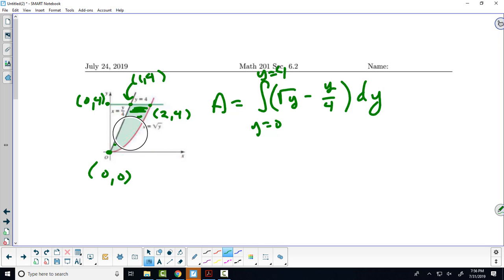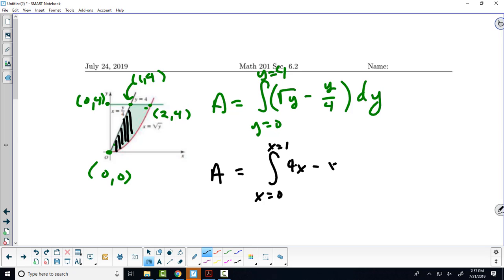I don't think it'd be terribly hard. You could integrate this with respect to x, but look at the rectangles. For a while you would do black minus red. So we would say the area is the integral from x equals 0 to x equals 1. And what's the black curve? It is 4x, minus red. What's the red curve? It is x squared. Folks, what did I just do there? In my head, I solved them for y, respectively.